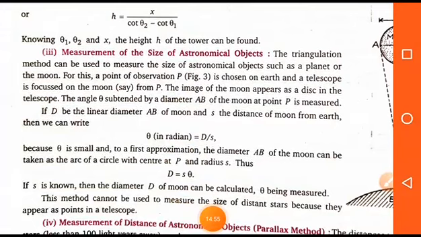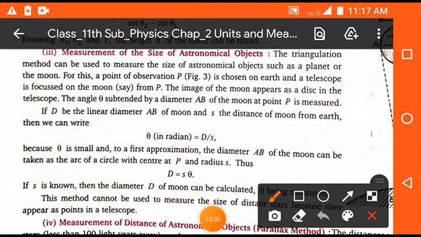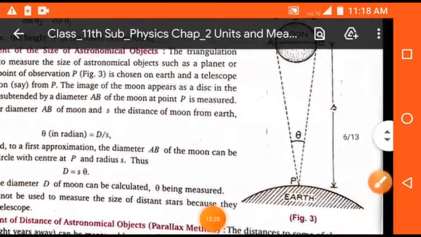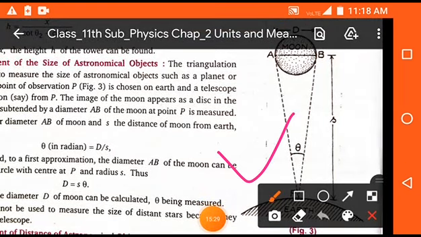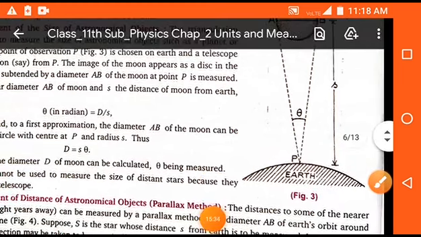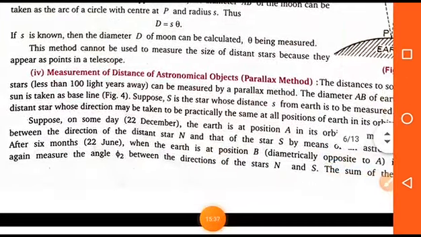There are also other methods by which we can find the distance, like measurement of the size of astronomical objects. We can find the size of astronomical bodies like a star, the sun, earth, moon, with the help of this method. Here we use two formulas. First is theta is equal to d upon s, and second one is d is equal to s into theta, where d is the diameter and theta is the angle subtended by an object, which is shown in the figure. You can see in the figure theta is the angle subtended by the arc of that object on the earth system. Clear?